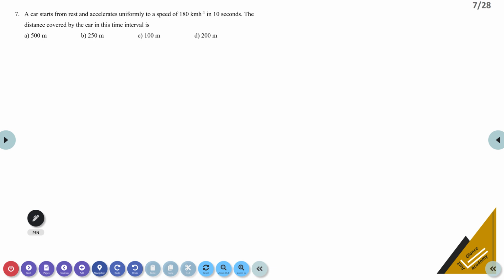A car starts from rest. Go on, write it: u equal to 0. And accelerates uniformly to a speed of 180 km per hour. Because all answers are in meter, it is better to convert: velocity equal to 50 meter per second. In how much time? t equal to 10 second.